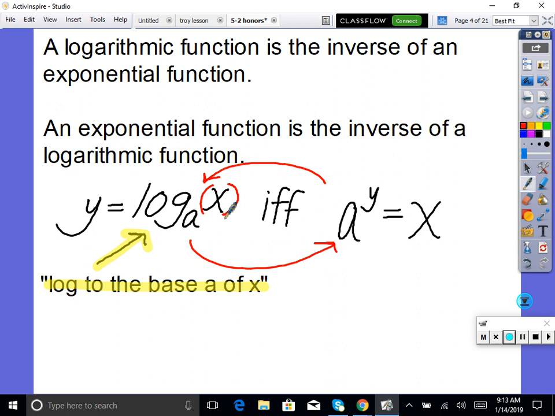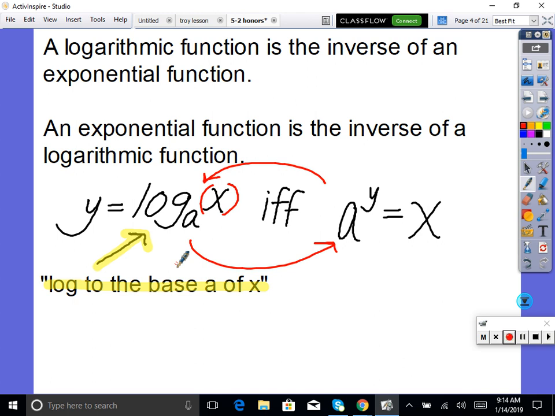So this, everybody say it with me. You have to be able to say it right. So this is log to the base a of x. Now this base a is written kind of small and tucked in right here close to the logarithm. So this reads, one more time everybody, log to the base a of x. Okay, now this is the logarithm form and this is the exponential form. So look at the exponential form. This is base a to the y equals x.